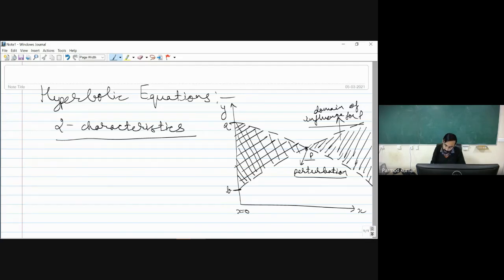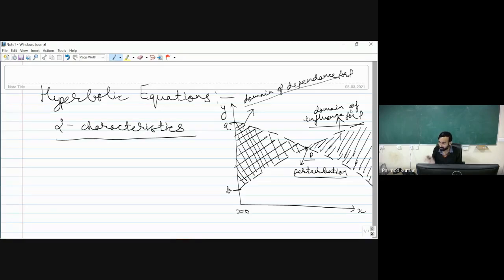The region which I have shown with double hatched lines over here is my domain of dependence for point P. It means the region bounded between the characteristic lines and preceding point P in the flow field, through which our characteristic lines are passing, actually affects the solution at point P. That's why this is called the domain of dependence for point P. Whereas the region succeeding point P and bounded between the characteristic lines passing through point P is called the domain of influence for point P.